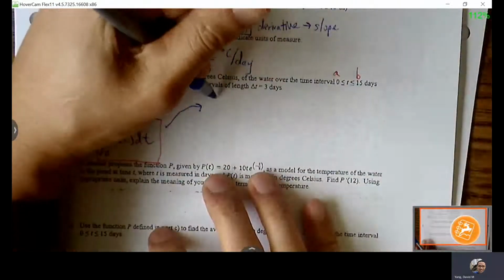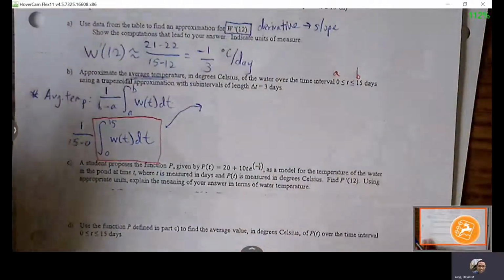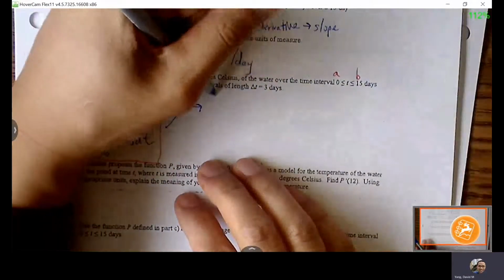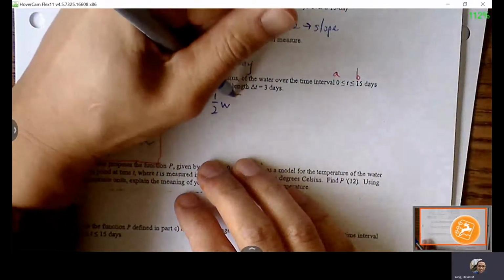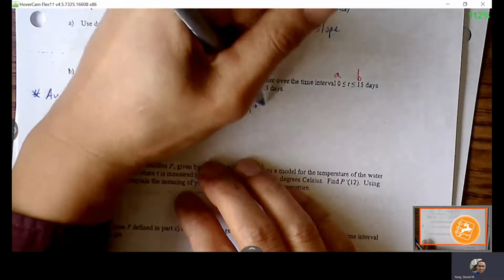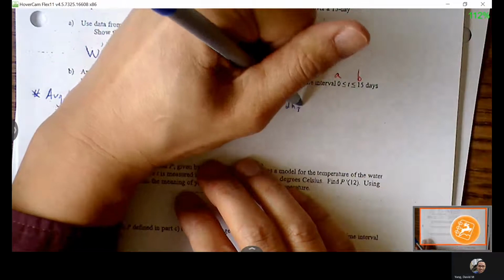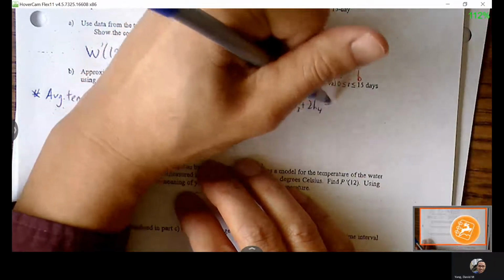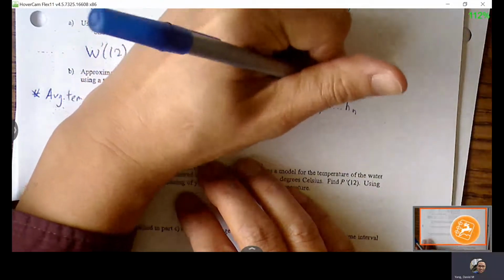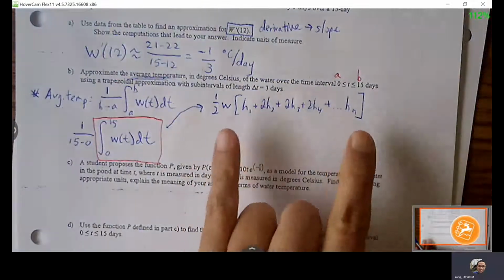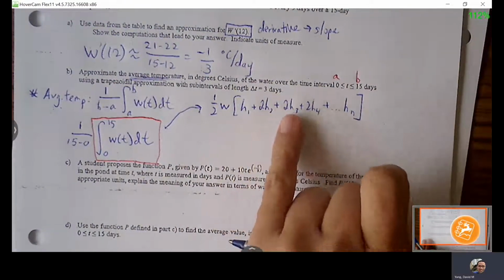So the area across multiple trapezoids that have the same width is 1/2 width, and then we're just going to add up all the temperatures, but then double all the ones in between. But the ones at the end, we're only going to use once. Okay, but all the ones in the middle are going to be doubled.